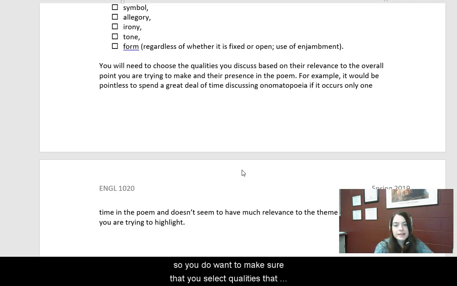So, as I say here, if onomatopoeia occurs only one time in your poem, do you really want to try to devote a whole paragraph to that? No. If it occurs once and you think it's very, very significant, you might want to include it in a paragraph that talks about sounds in general. Okay, so you really want to make sure that you're choosing the best literary devices from the poem that you're teaching.